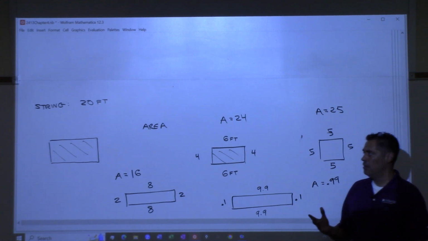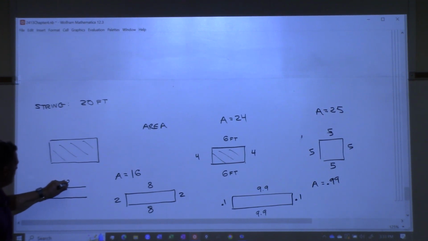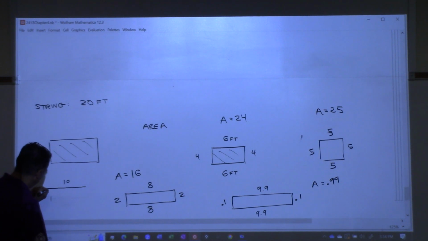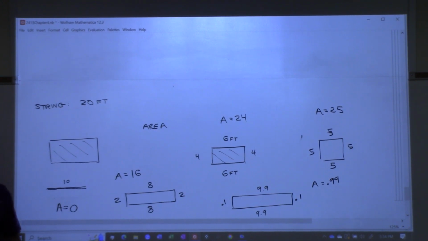Could I make it 10? We as a class need to establish whether or not we're okay with this. Could I do 10 here and 10 here? And that would leave me how much for the other sides? 0. Which wouldn't really be a rectangle, would it? But 10 would be the absolute extreme case, right? This would be the absolute extreme case where this is almost just like an area of 0, wouldn't it be? It would almost be like you took your 20-foot string, you cut it in half, and you just made 2 sides, and you didn't have anything left over to make the rest of the rectangle, right? So the absolute extreme on one end would be to make that length 10, and that would force the other side to be 0.